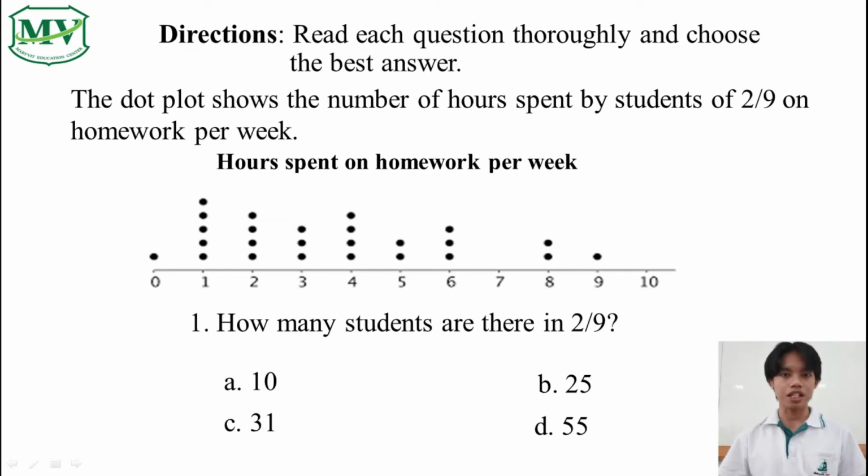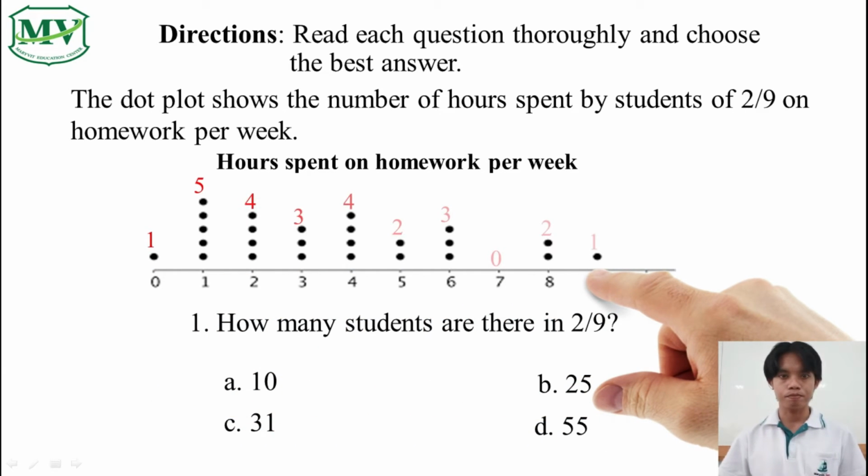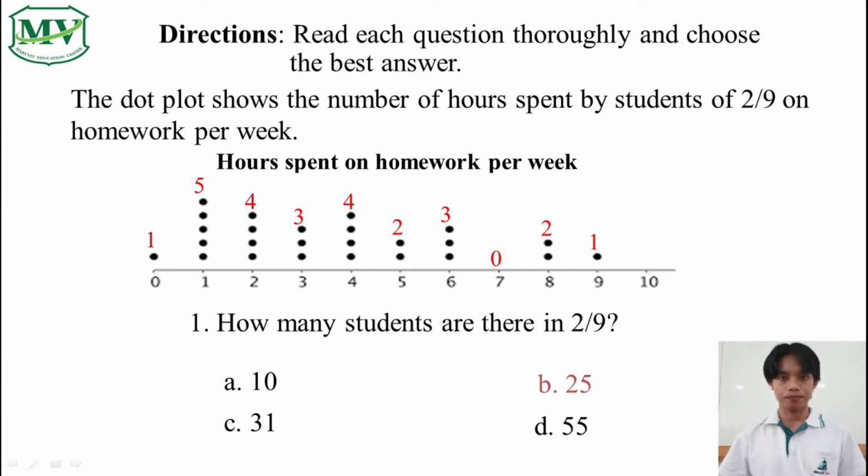This is an easy question. In the dot plot, the dot represents the number of students for each of the hours they had spent on their homework. So to find out the answer for this question, just count all the dots. How many did you count in total? Right, there are 25 in total. Therefore, B is our final answer.